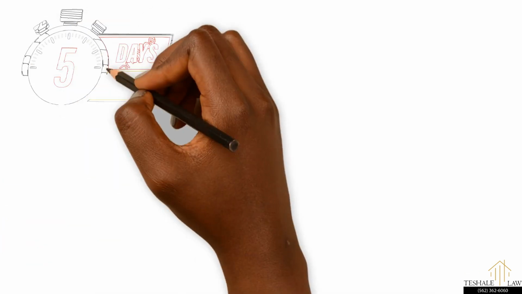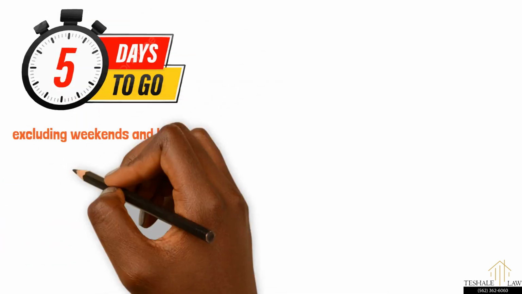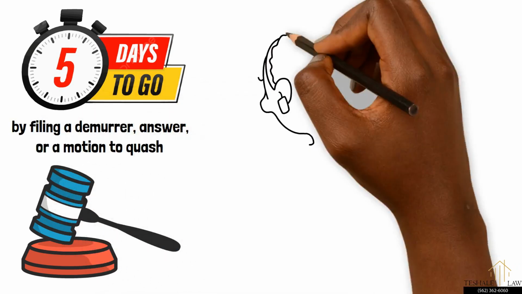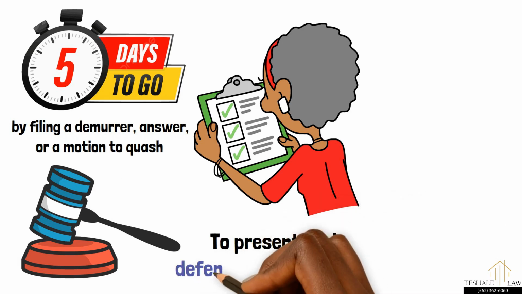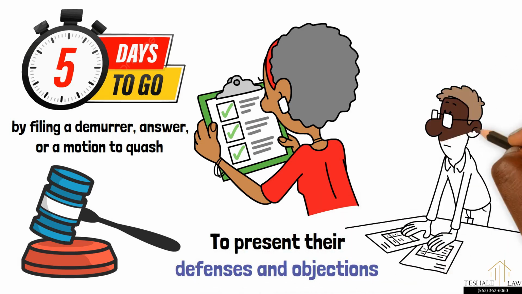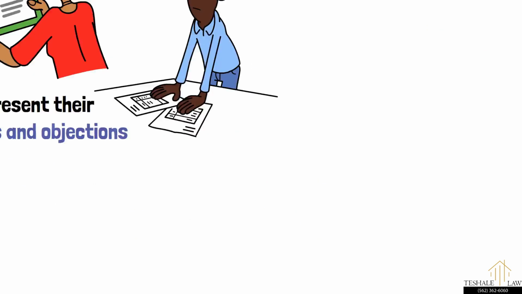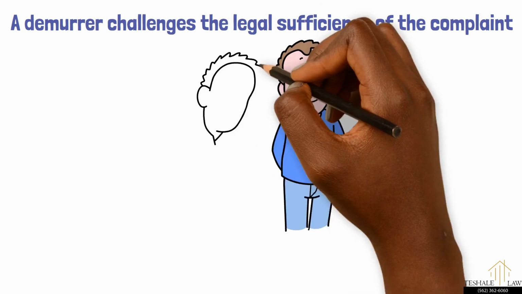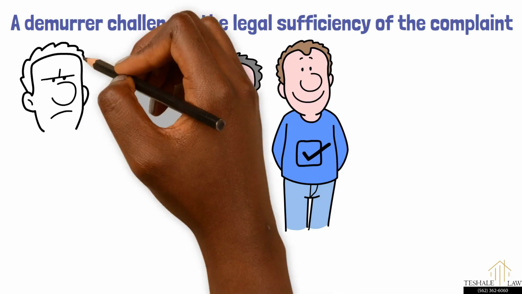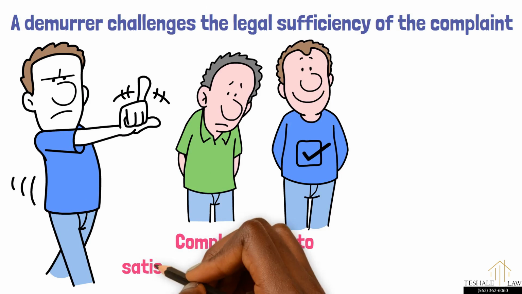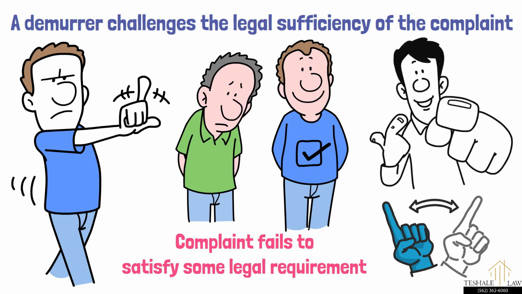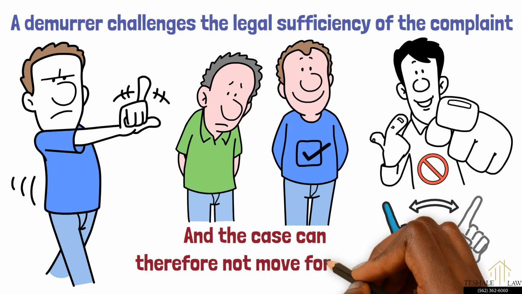Once served, the tenant has 5 days, excluding weekends and holidays, to take legal action by filing a demurrer, an answer, or a motion to quash. Filing an answer allows the tenant to present their defenses and objections. Alternatively, a tenant can also file a motion to dismiss, also known as a demurrer. A demurrer challenges the legal sufficiency of the complaint by effectively stating that even if all of the allegations by the landlord are assumed to be true, the case still has to be dismissed because the complaint fails to satisfy some legal requirement. Lastly, if you are not properly served with the lawsuit, then one option is to file a motion to quash to effectively assert that you were not properly served and the case can therefore not move forward.